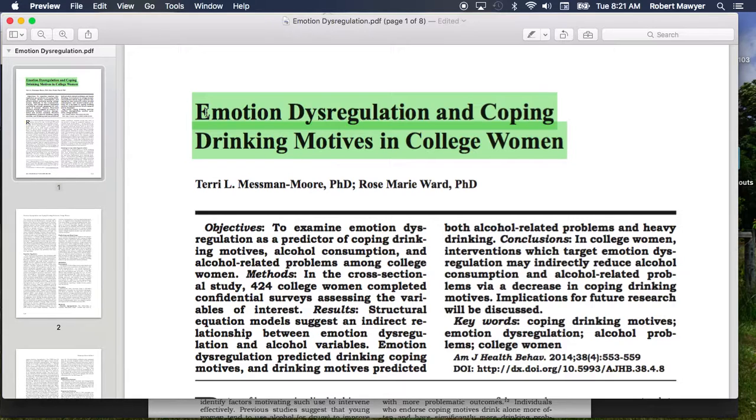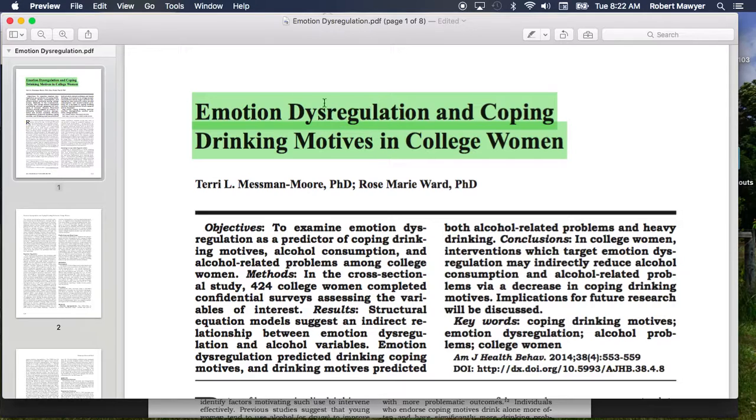Here our title is going to set up a couple things. I'm going to look for these keywords here in the title. So we've got emotion, dysregulation, and coping drinking motives. Remember I said in class earlier that social scientists are typically going to be a little skeptical of causes, one thing causing another thing, but instead what they're going to be looking for is connections, linkages, some things helping us predict other things. And often the title is going to set that up.